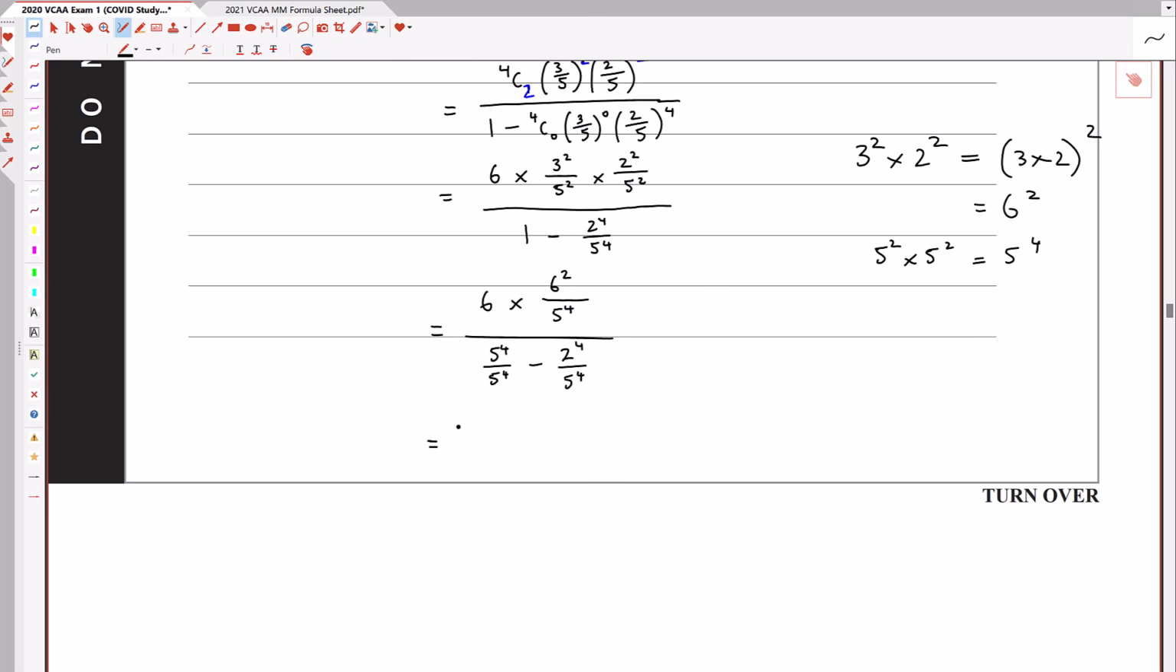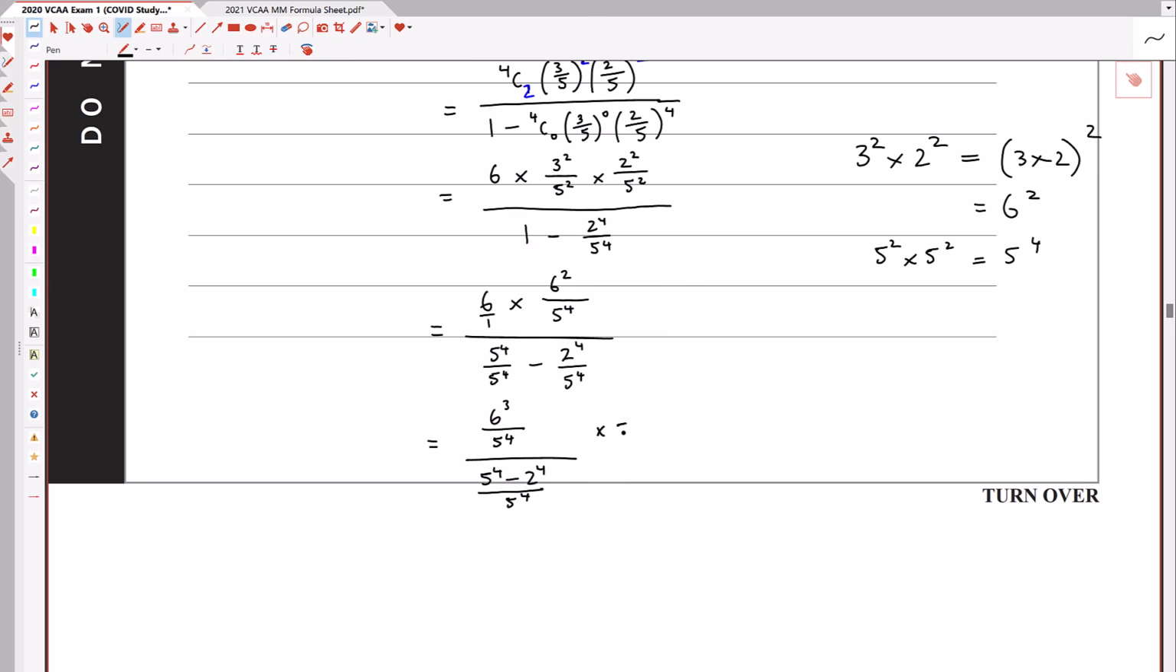Okay, so on the numerator, this is 6 on 1. So we've got 6 times 6 squared, so that's 6 cubed on 5 to the power of 4. And then on your denominator, you've now got 5 to the power of 4 minus 2 to the power of 4, all over 5 to the power of 4.